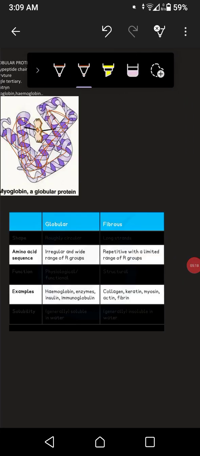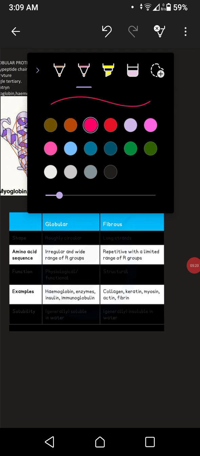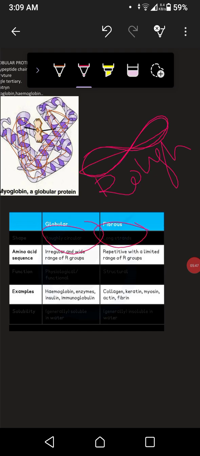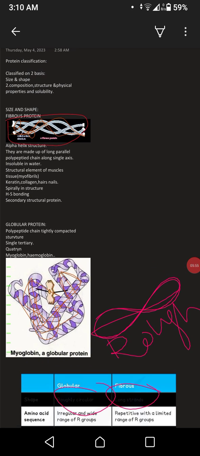You can take a look over here at the difference between the globular and the fibrous protein. I have some extra points. If we talk about the shape, the shape of the globular is roughly circular, as you can see over here. Fibrous is long and straight. You can see in the previous picture that it has this structure.